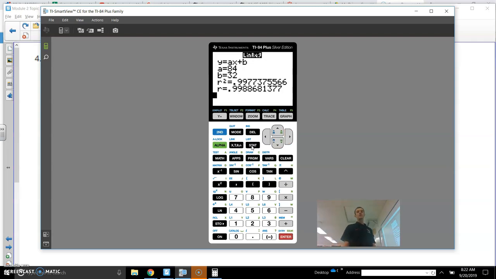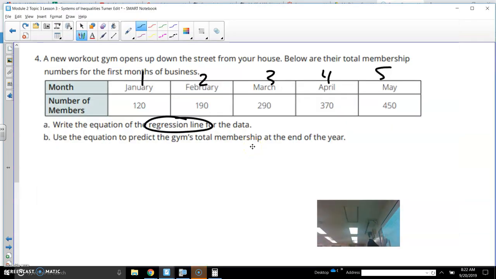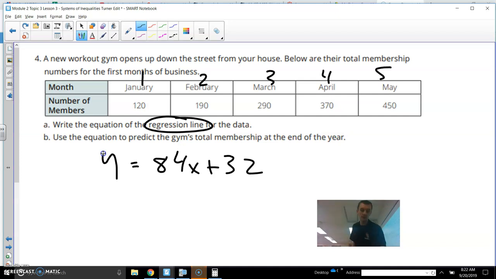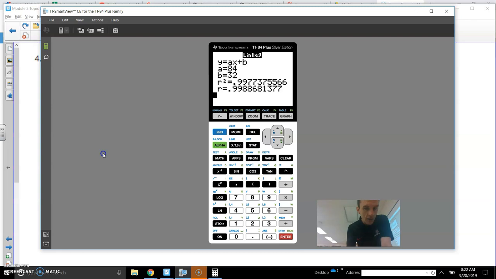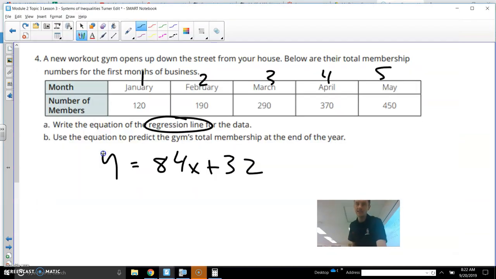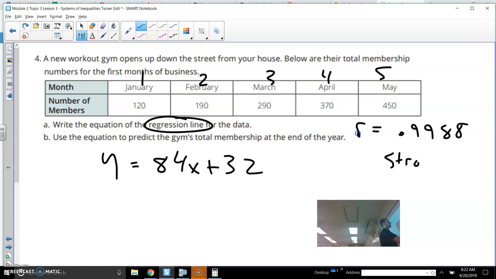So let's see what our equation is. It looks like I have 84x plus 32. So I want to see how close this is to being linear. So I'm going to study this R value. It says it's 0.9988. That is very strong. Strong positive. This helps me trust that my equation here is going to predict the future fairly accurately. So it says use the equation to predict the gym's total membership at the end of the year.